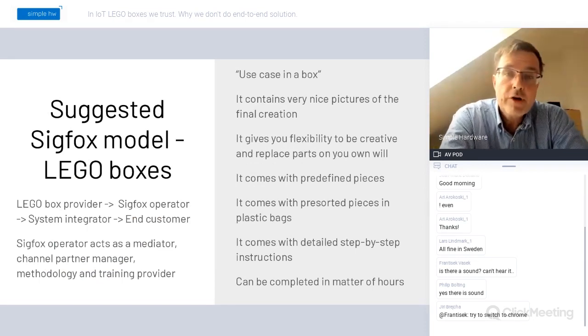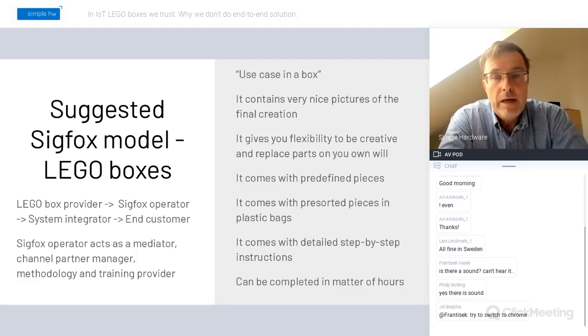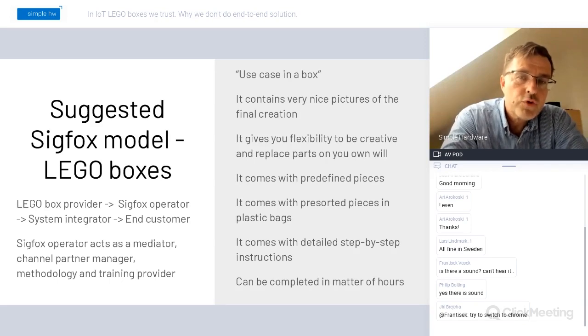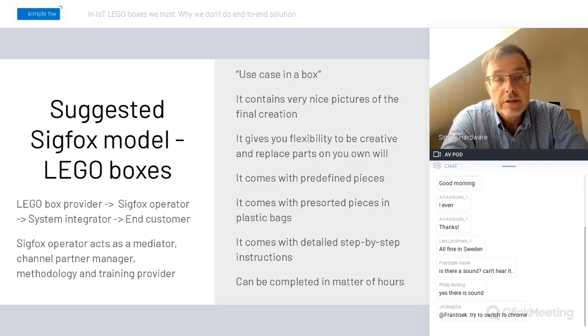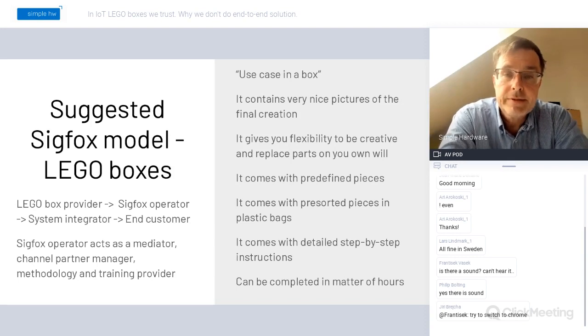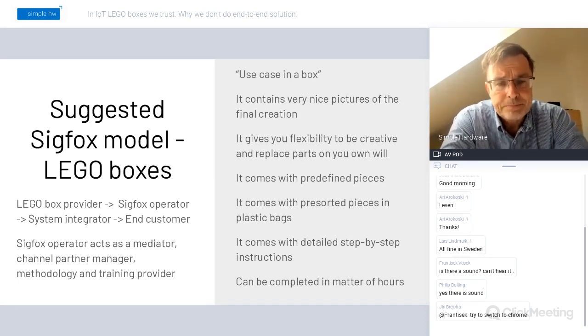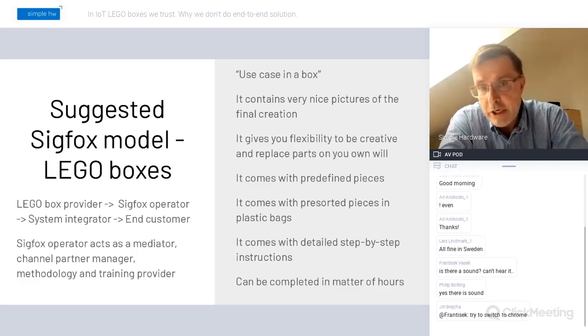It contains a very nice picture of the end solution, so the customer can see how the end solution should look. It has the flexibility to be creative, so you can change the platform, you can change the hardware, you can change the integrator. It doesn't force you into one solution. The Lego box comes with predefined and pre-sorted pieces, not this time in plastic bags, but in paper bags. It comes with detailed step-by-step instructions.